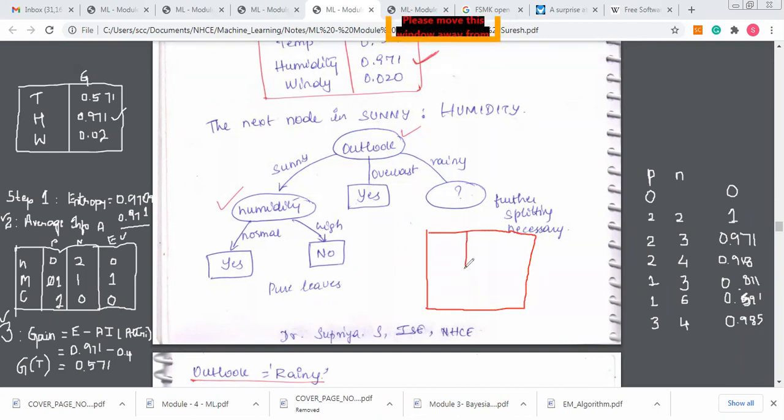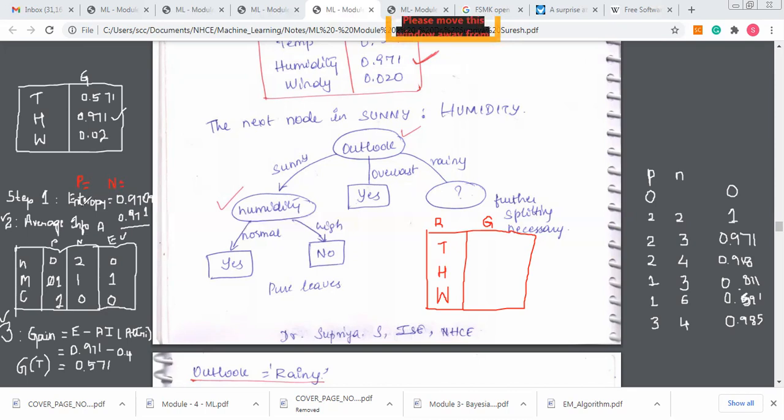With respect to the Rainy table, what is going to be the gain with respect to temperature, humidity, and windy? I hope you have done step 1 of calculating the entropy. Before that, you have to know the number of positives and negatives with respect to that particular table of Rainy. So the number of positives and negatives is to be known.